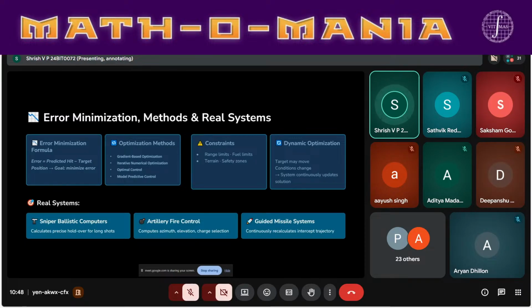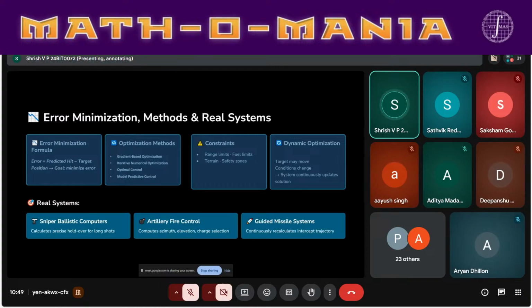Okay, first one is iterative numerical optimization. This is used in artillery fire control and sniper ballistic solvers. The main idea is that instead of solving directly, the system gives initial parameters like angle and velocity, and then they simulate trajectory, compute error, and then adjust parameters. And these 4 processes are repeated again and again.